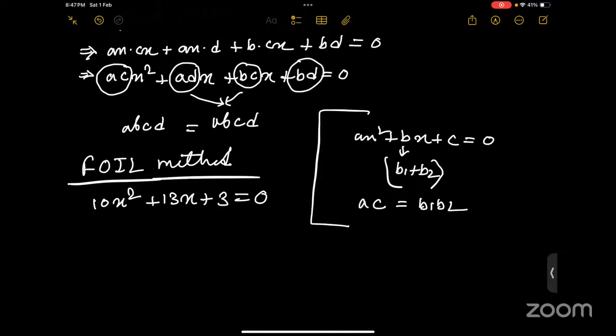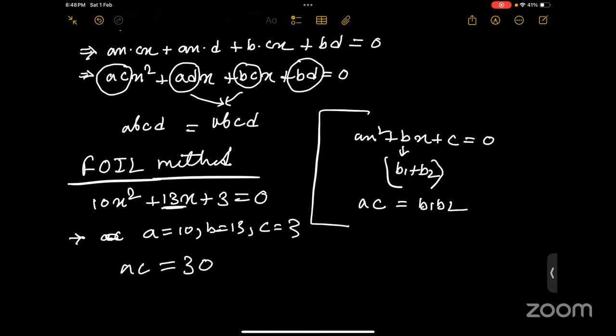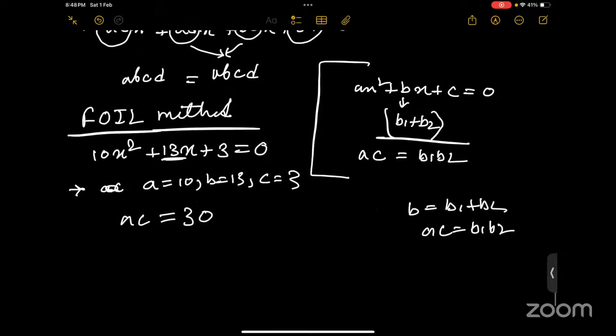That means we have to break this coefficient of x in such a way that their multiplication becomes equal to the multiplication of the coefficient of x square and the constant term, right? So the first thing is to see what is the multiplication of the coefficient of x square and the constant term. That means, what is AC? Here our A is 10, our B is 13 and C is 3, right? So our AC will become 30, right? Now we have to break our B into B1 plus B2 so that AC becomes equal to B1 times B2, right? So how can we break the B?